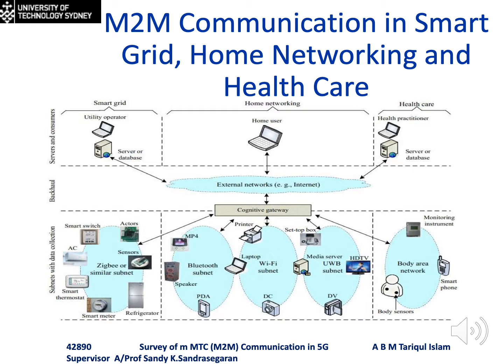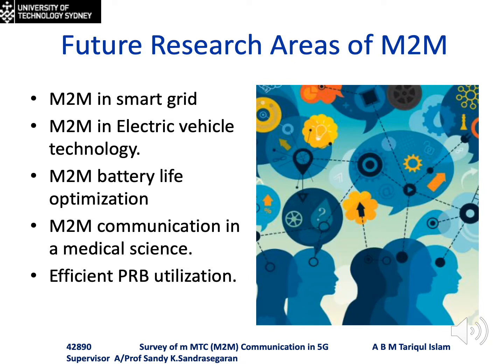Home networking. Home networking's primary aim is media distribution, but home networking may also include smart grid components. Media distribution technologies include media storage and media transportation such as Wi-Fi, Bluetooth, ultra-wideband, smartphone, tablet, computer. As an M2M network, home networking is presently receiving considerable attention. Future research areas of M2M: M2M in smart grid, M2M in electric vehicle technology, M2M battery life optimization, M2M communication in medical sciences, efficient PLC utilizations are the future research areas of M2M.